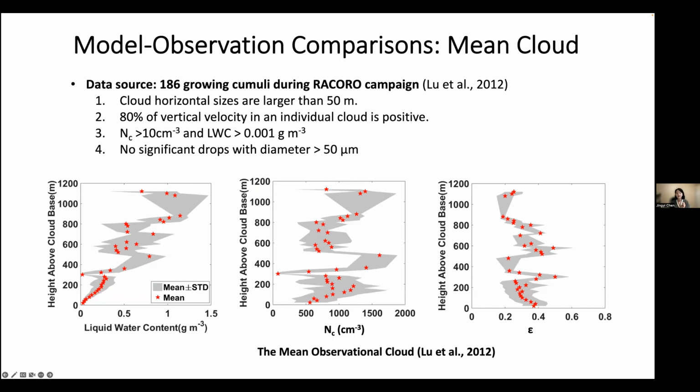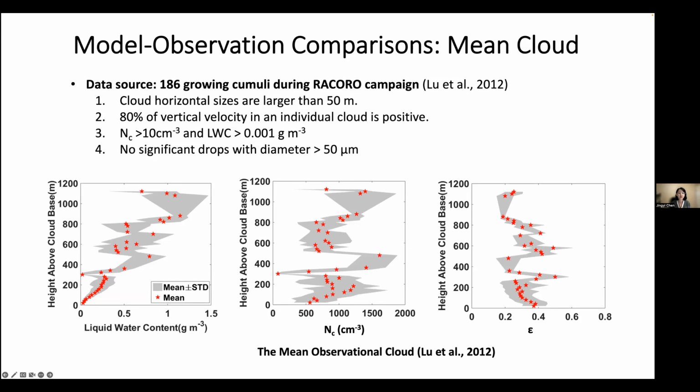So what I showed before is the model result. Now I'm showing a simple comparison with some observations to see how this model theory is similar to the observations. Now here are the 186 growing cumulus during the RACORO campaign. This is a campaign sponsored by the Department of Energy in the US, and we have the aircraft there to catch the cloud microphysical properties and also some thermodynamic properties of the atmosphere.